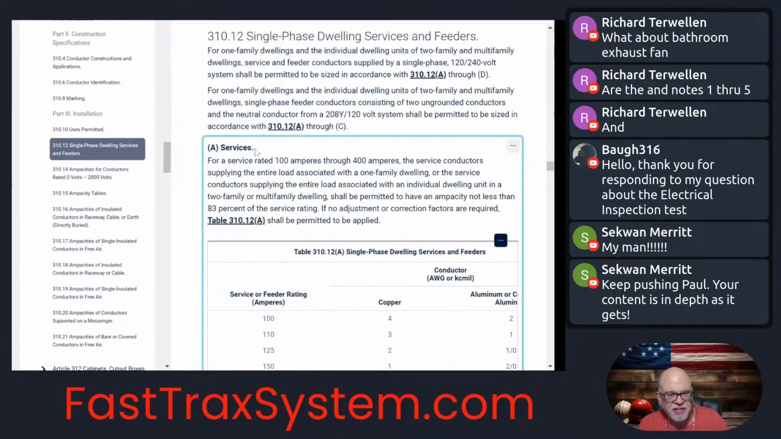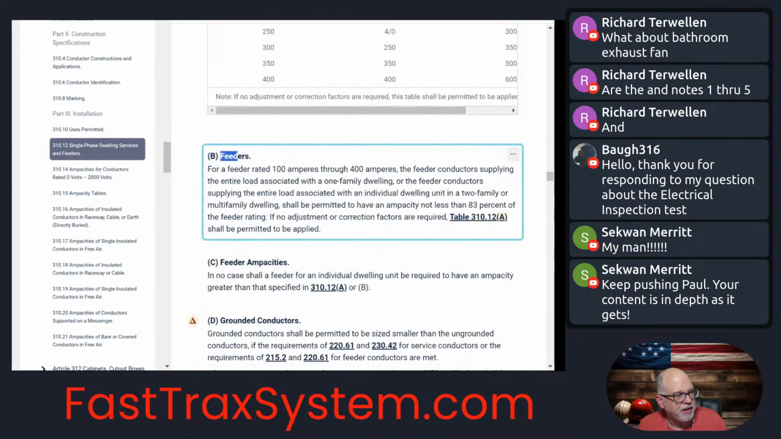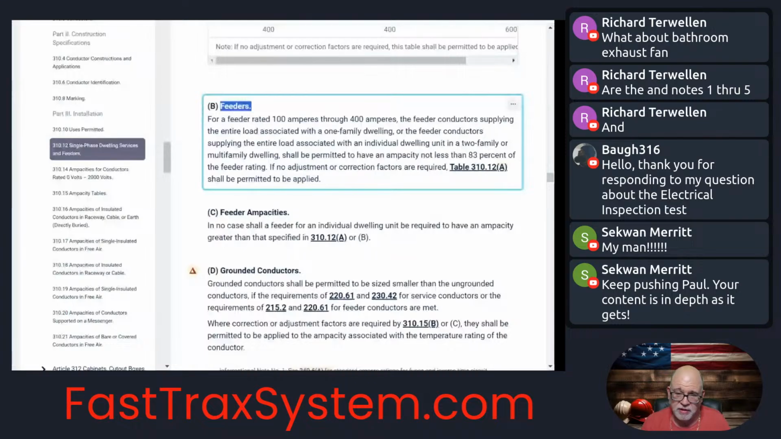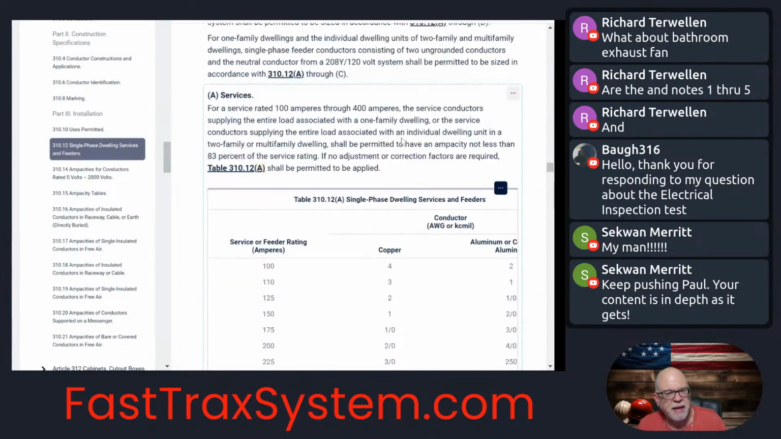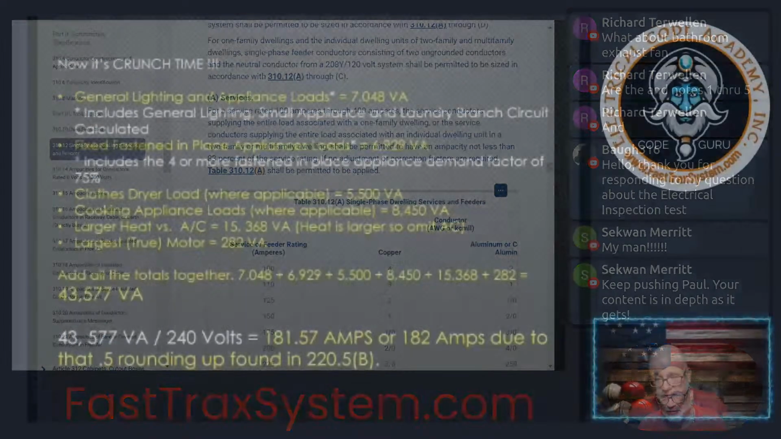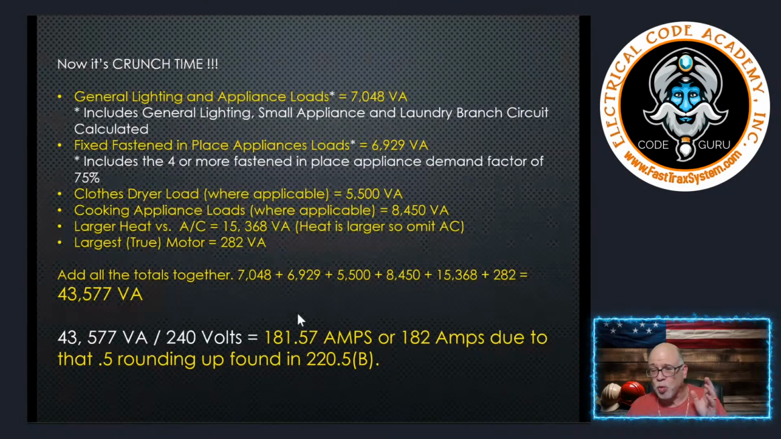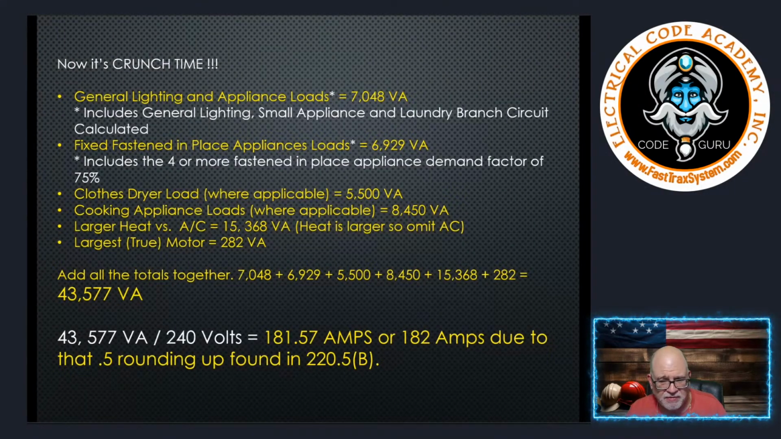Now that was for services, that's A, as you see right here, but there's also a B for feeder, typically the same rules, 83%, that type of thing, all right? It's not brain surgery when it comes to that. Just want to make sure you know to apply it, okay? Now, how do you do this if I didn't have this nifty table? Well, again, it's pretty simple.